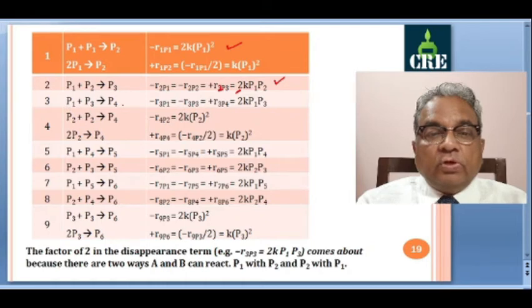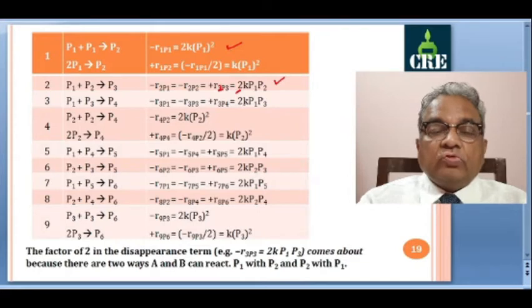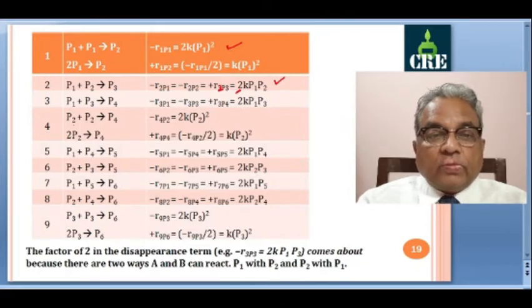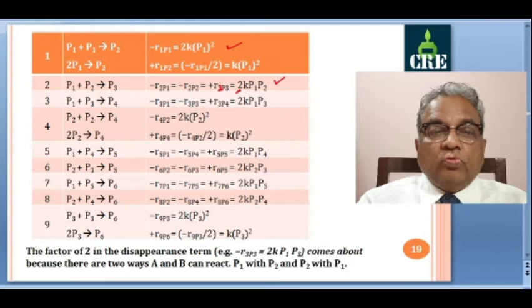Next, reaction number 3. Here rate of disappearance of P1 is equal to rate of disappearance of P3 is equal to rate of formation of P4, and that is K P1 P3. Again P1 can react with P3 and P3 with P1. So two ways it can react. So 2 times. Then P2 with P2 giving you P4. That means 2P2 giving you P4.